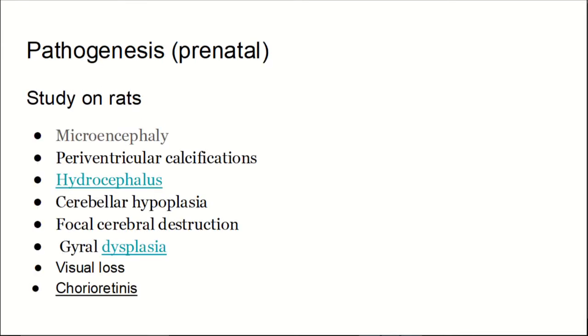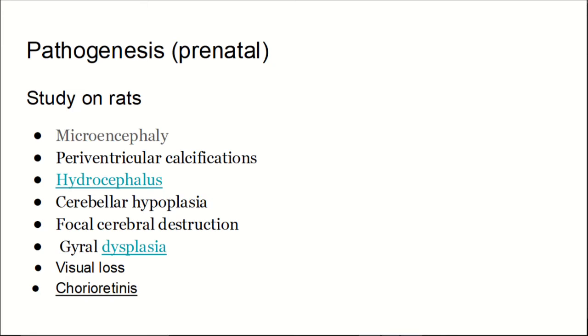Now going back to the infant who gets the LCMV prior to birth, the normal symptoms we see are microencephaly, periventricular calcifications, hydrocephalus, cerebellar hypoplasia, focal cerebral obstruction, gyrodysplasia, visual loss, and chorioretinitis. And once again, this is because the LCMV has a strong affinity for neural tissue, and the strong cytotoxic T cell response helps cause these symptoms and this presentation.